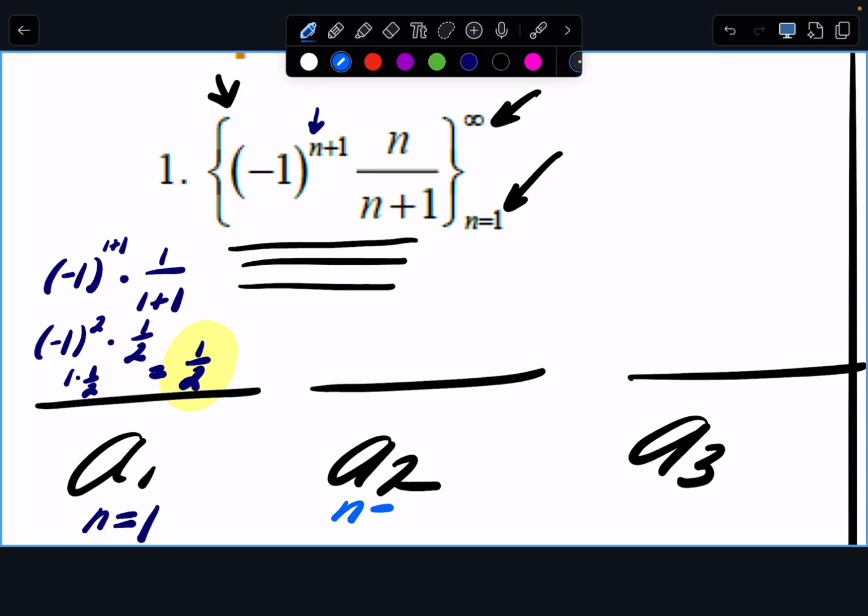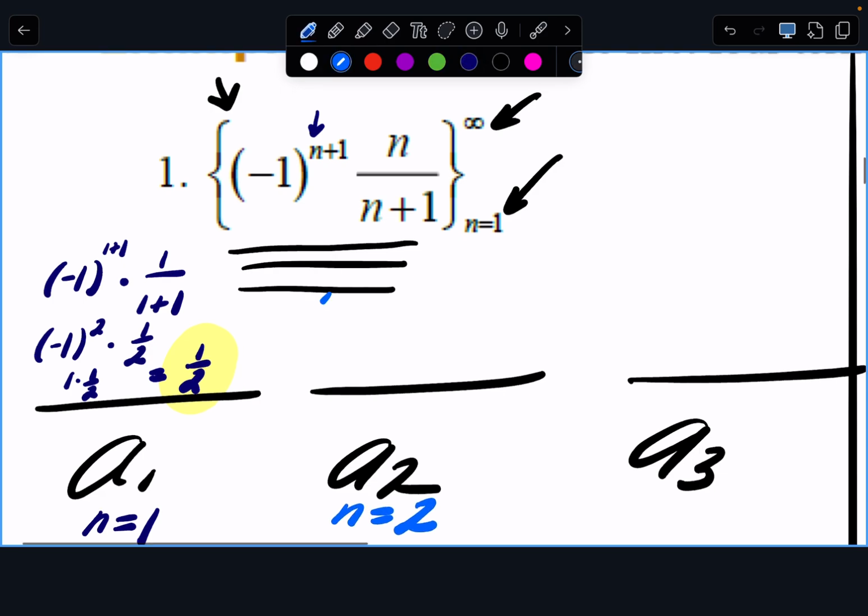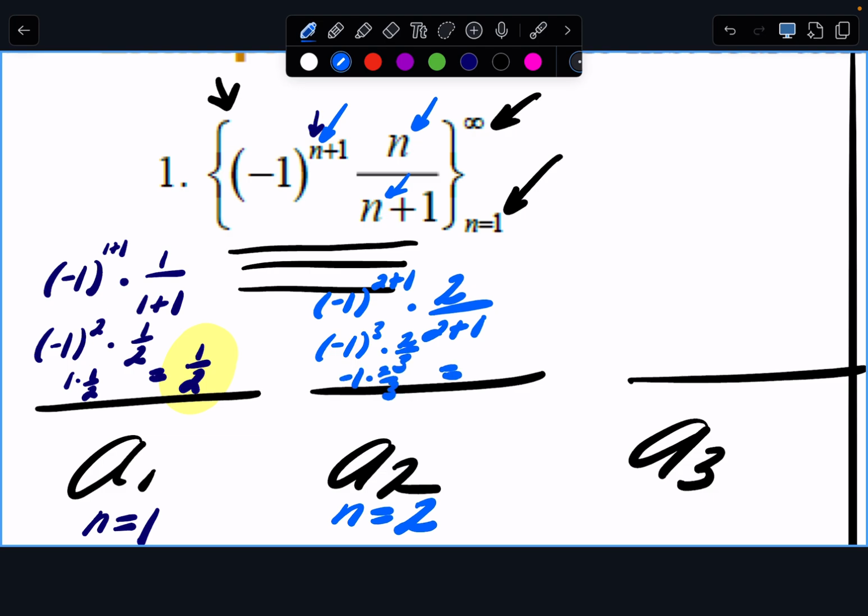Now in this case, it's n equals 2. So let's plug in 2. So that'd be negative 1 raised to the 2 plus 1 times 2. See, anywhere there's an n, I'm putting a 2. We all understand that, right? 2 plus 1, which would be negative 1 cubed times 2/3, which is negative 1 times 2/3, which is negative 2/3. And then this time n equals 3.